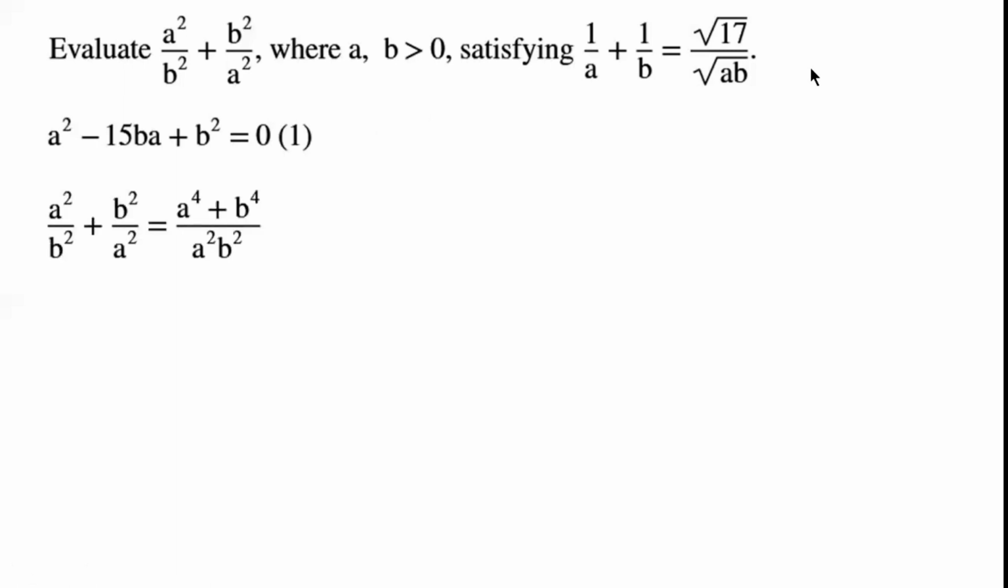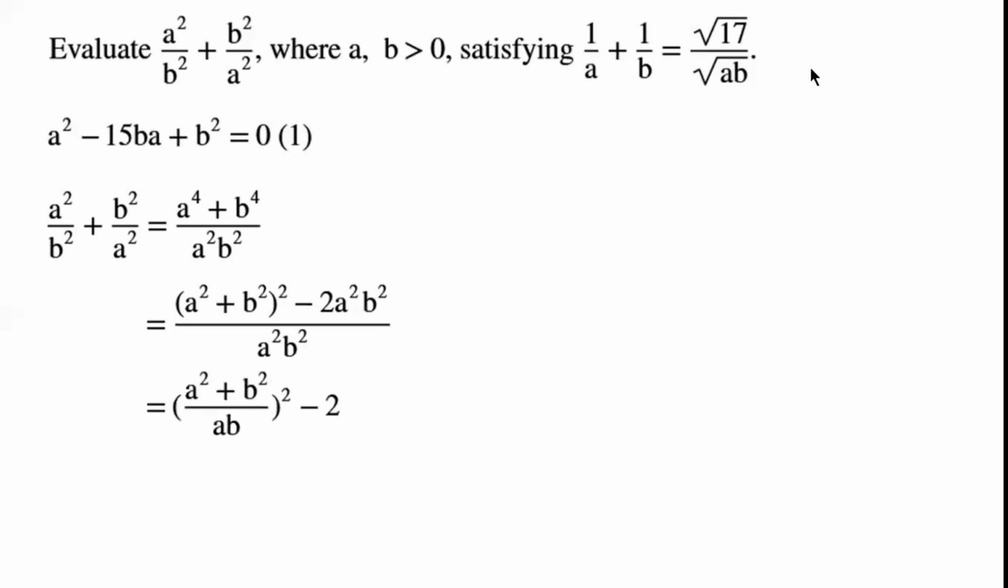So we can now write a squared over b squared plus b squared over a squared equals a to the power of 4 plus b to the power of 4 over a squared b squared, which can be written as a squared plus b squared all squared minus 2a squared b squared over a squared b squared, which can be written as a squared plus b squared over ab all squared minus 2.